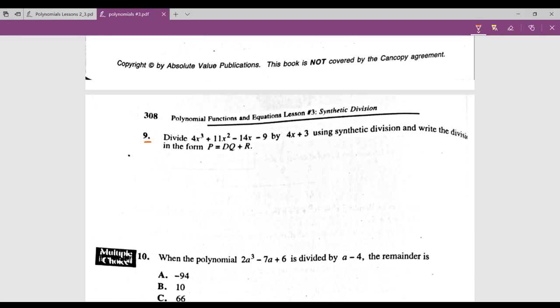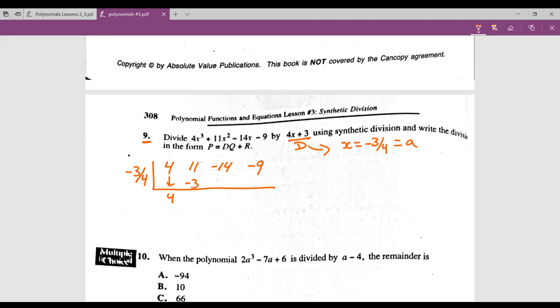So number 9, here's our divisor. What makes that 0? It's going to be x is equal to negative 3 over 4. That's our a value. Okay. So negative 3 over 4. Pull out the coefficients from the polynomial: 4, 11, minus 14, minus 9. Do the division. So 4 comes down. Negative 3/4 times 4 is negative 3.